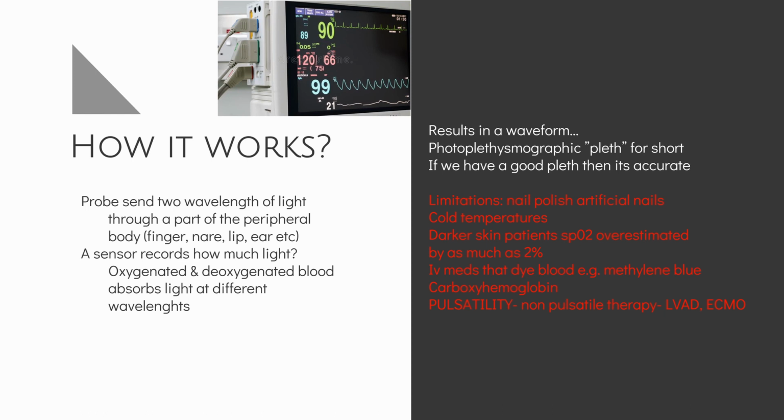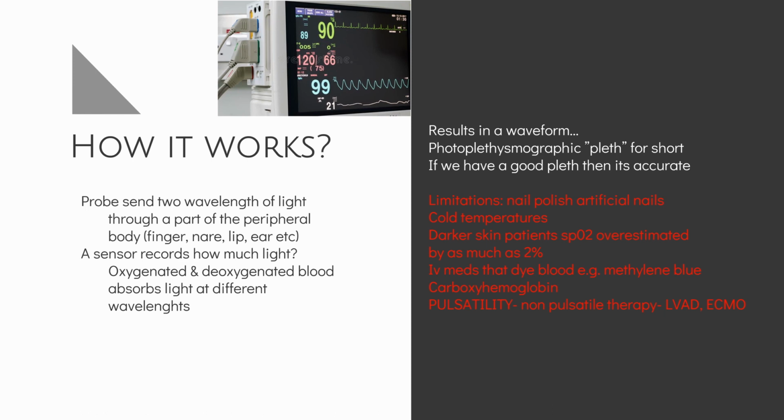Darker skin patients also have a SATs that is overestimated by as much as 2%. And that is very significant, 2%, when you're starting to play with the 90, 91, 92 saturation. If we're being overestimated, a darker skin patient could actually be in the 80s, and we really should perhaps intervene quicker in darker skin patients. IV meds that dye your blood, for example, methylene blue, and carboxyhemoglobin will also affect our saturation monitoring because it saturates our hemoglobin with something else besides O2. And of course, our pulsatility.